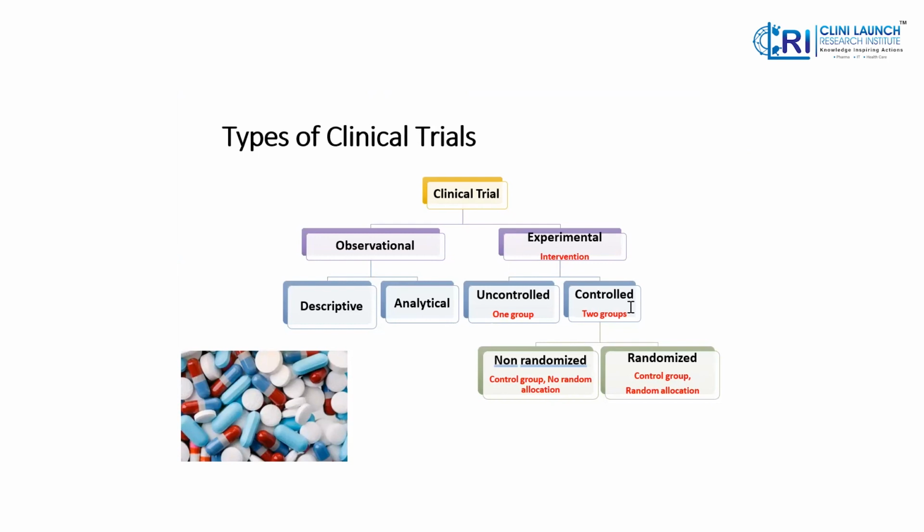Then coming further to the experimental. In experimental, we have two groups: one is uncontrolled and the other is controlled. Uncontrolled means they do not have any control group. A control group is the group who are not receiving the investigational product, the group who are getting the placebo. So in uncontrolled, we only have one group, and that one group is only getting the investigational drug. There is no placebo group or control group.